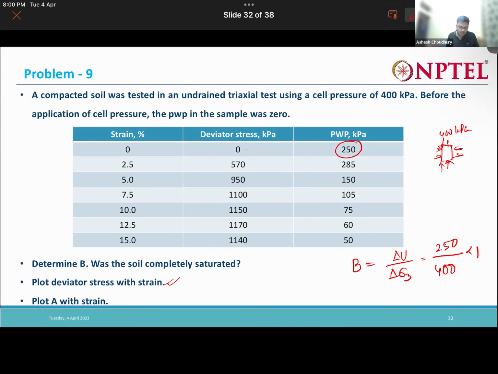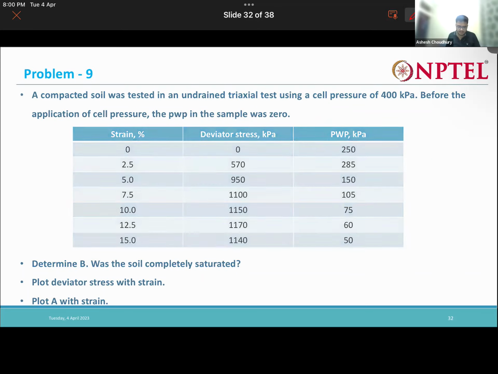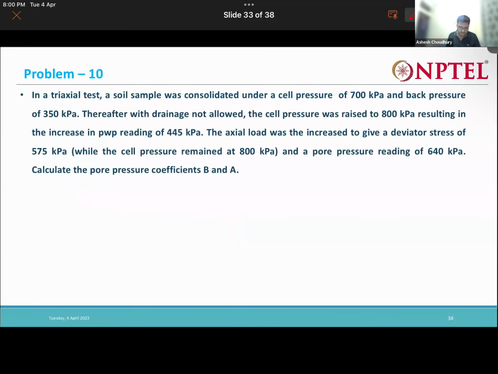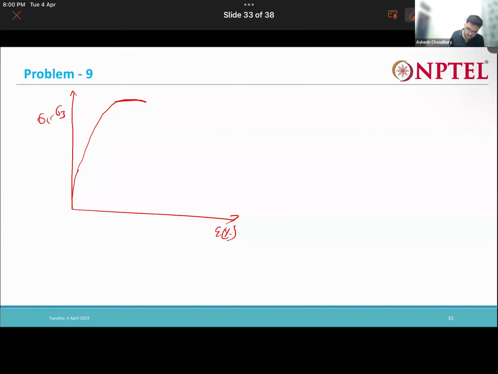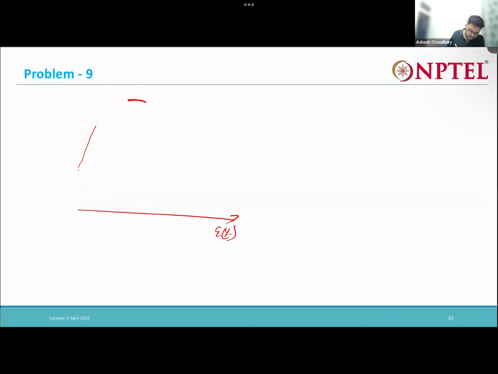Now, second, we need to plot A with strain. We need to plot the A parameter with strain. For that, we need to find the A parameter, right? So let us make a table. I will just erase this to make some space.